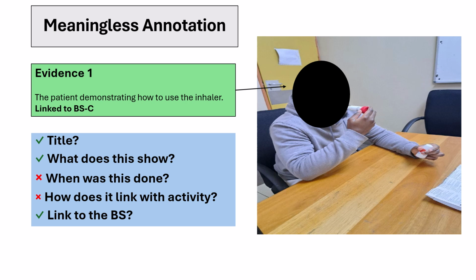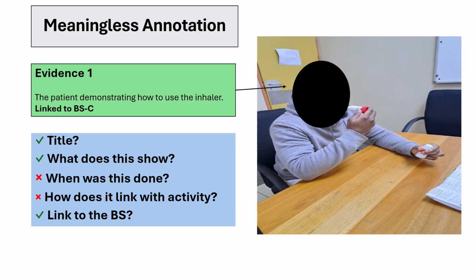Okay, so there's evidence, it's evidence 1, so there's a nice title over there. The patient demonstrating how to use the inhaler, linked to behavioral statement C. As a friend, I'm sure you have a friend. If your friend just told you this and that's the end of the story, it's not enough. What are the details? Where did it happen? How does this link to the overall activity? Tell me more. So this is what annotation is. It's telling a good story.